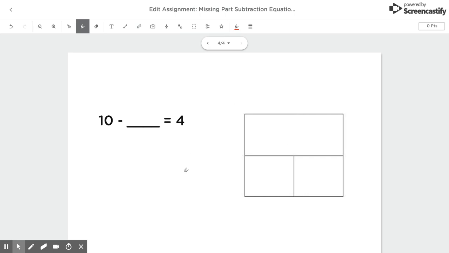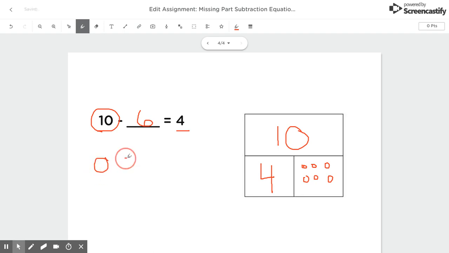Now that you've done it on your own, let's try it together. I'm going to start with the 10. That's my whole. Goes in my whole up here in my part-whole box. The part that I know is 4, so that goes in one of the parts. Then I have to see how many I need to put together with 4 to get to 10. So 4, 5, 6, 7, 8, 9, 10. I drew 6. Let's put it in the equation and check it with a picture.